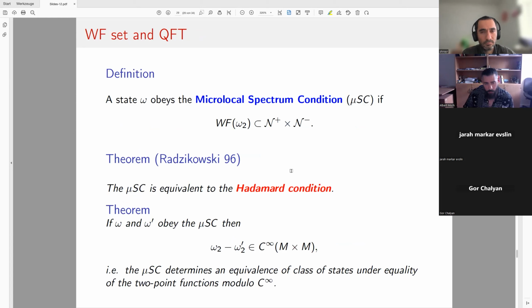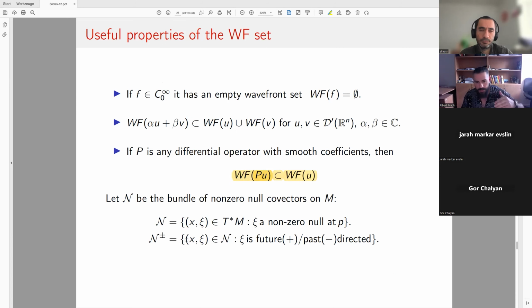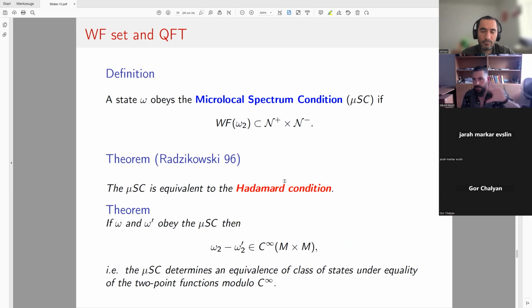And one says a state in quantum field theory obeys the micro-local spectrum condition if the wavefront set is contained in N plus cross N minus, which are defined as the future and past directed. Basically, for those of you who are only familiar with Minkowski, it means that the singularity structures of those 2-point functions are equivalent to the singularity structures of Minkowski. You have a plus mass shell and minus mass shell, so positive and negative frequency splitting.